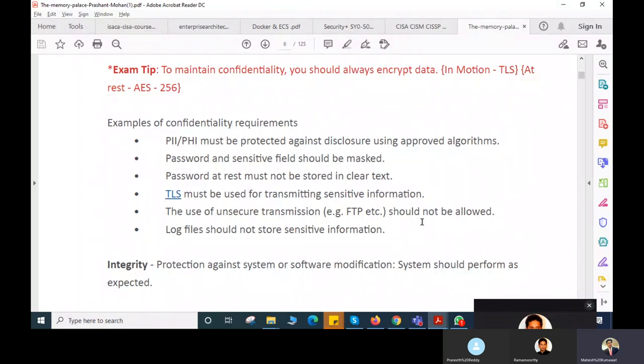So the matter of fact, guys, is that you have some confidential data. So how are we going to protect your data?